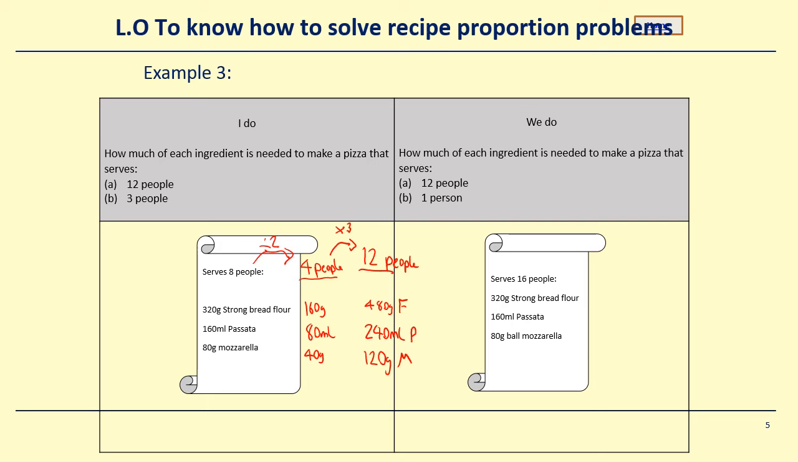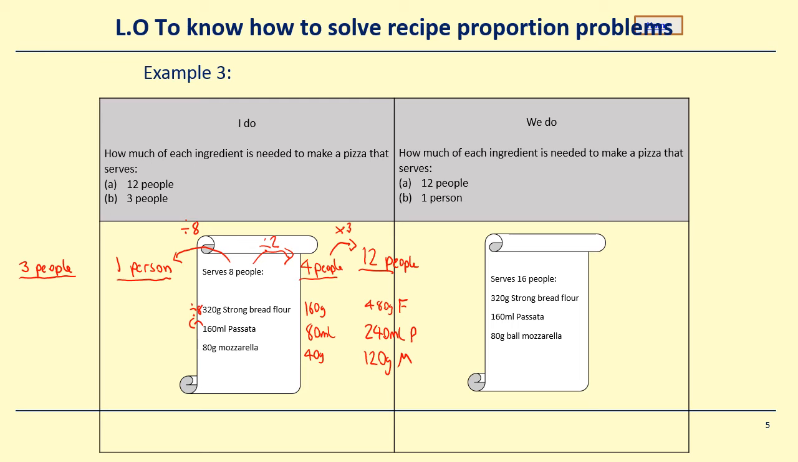And then we're going to need to do the same for this next one. I'm actually going to use this space here. 3 people. So again, find a common factor of 8 and 3, and the only one is actually going to be 1. So we've got to work out the recipe for 1 person for this one. And obviously, to get from 8 to 1, we divide by 8, so we need to divide all of these ingredients by 8 as well.